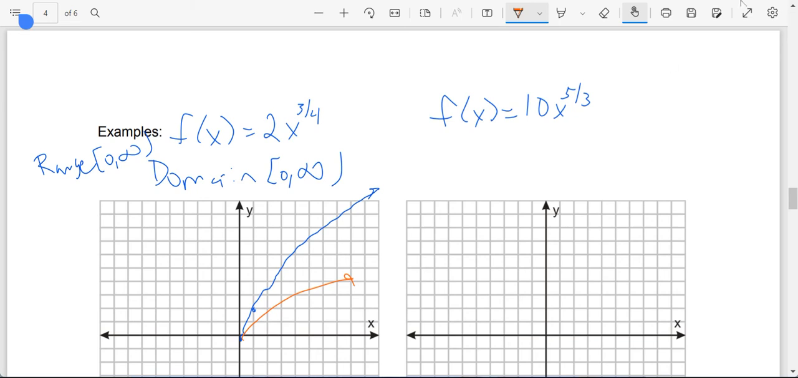Okay, now let's go to the next one. You see this next one, your denominator is odd, so therefore you could have negative values. So your domain is going to be all reals.